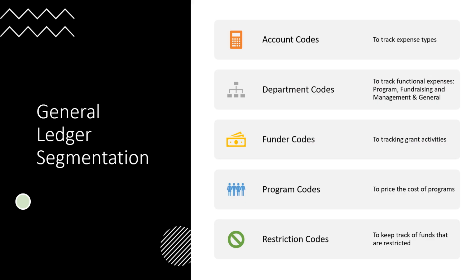Depending on your accounting software, you can further refine your general ledger with additional segments, also known as dimensions, such as department, funder, program, restrictions, or location codes. This allows for more detailed tracking of transactions and reporting of financial activities.